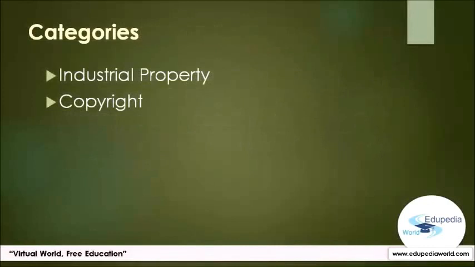Intellectual property is divided into two categories. First one is industrial property and the second one is copyrights. Industrial property includes patent for inventions, trademark, industrial designs and geographical indications. Copyright covers literary works such as novels, poems and plays, and then films, music, artistic works such as drawings, paintings, photographs and sculptures, and architectural design.